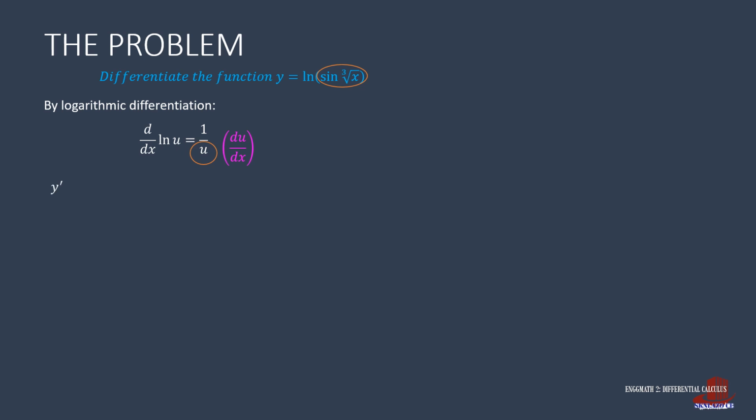Since u is sine of the cube root of x, y prime is then 1 upon sine of the cube root of x. Then from chain rule, we attach the derivative of the smaller term, sine of the cube root of x. A trigonometric function is involved, so we employ trigonometric differentiation. But first, convert the radical sign into a fractional exponent, so we can manipulate the expression.